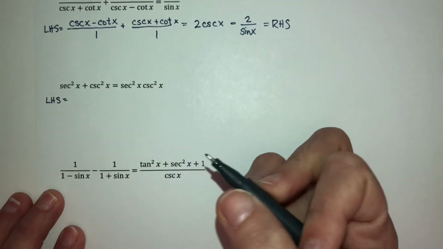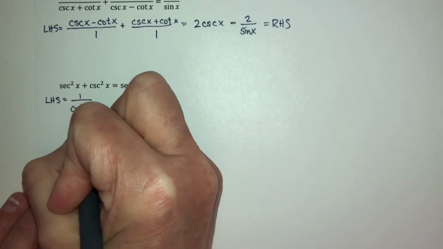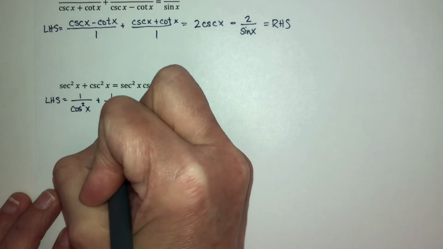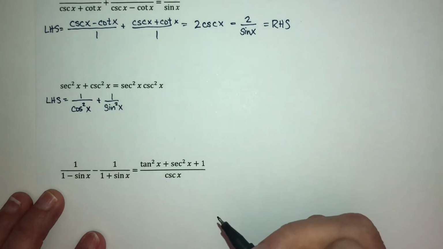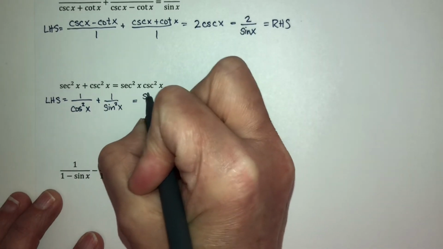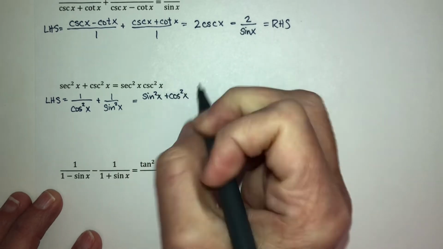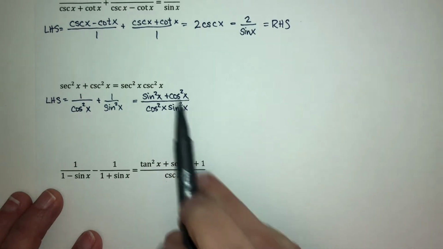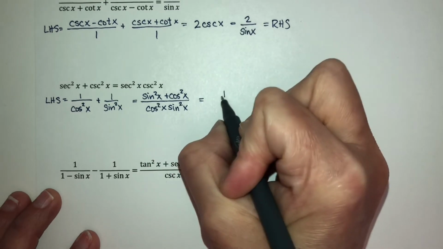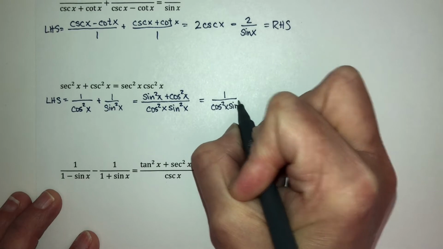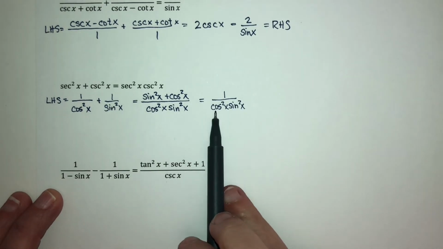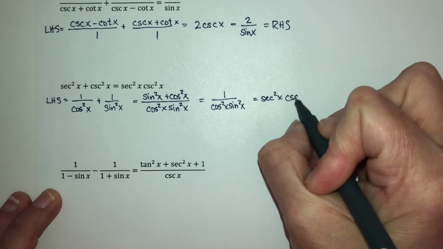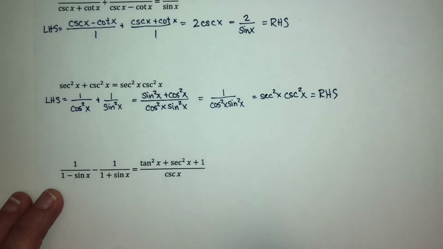So my left-hand side, secant squared x is the same thing as 1 over cosine squared x plus cosecant squared x is the same thing as 1 over sine squared x. Now if we get a common denominator here and combine them, I'll end up with sine squared x plus cosine squared x over cosine squared x times sine squared x. Sine squared x plus cosine squared x is one of our Pythagorean identities. It is equal to 1. And now if we use our reciprocal identities here, 1 over cosine squared x is secant squared x, and 1 over sine squared x is cosecant squared x, which is our right-hand side. And so it is an identity.